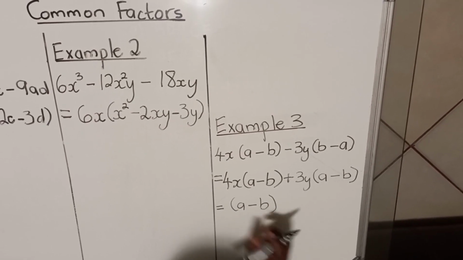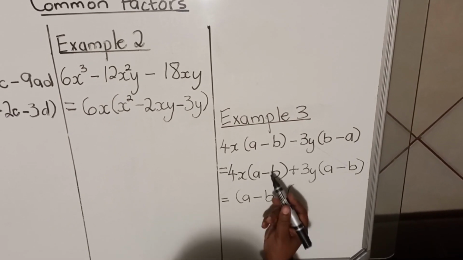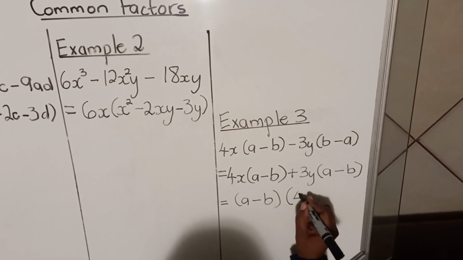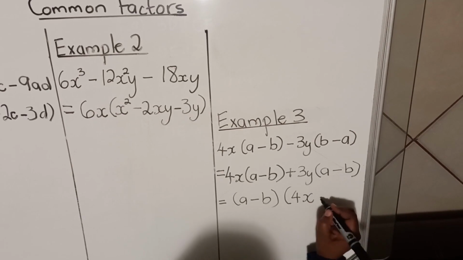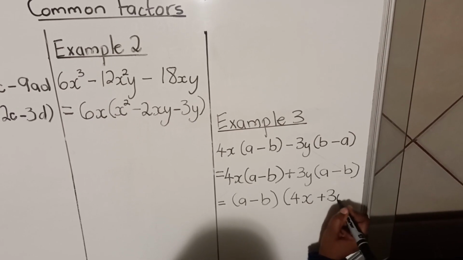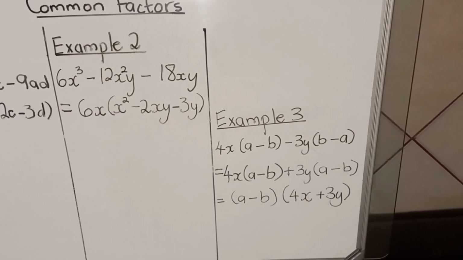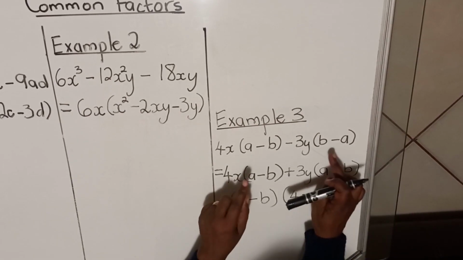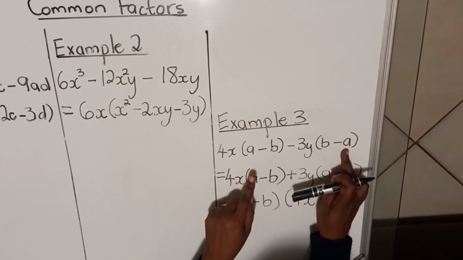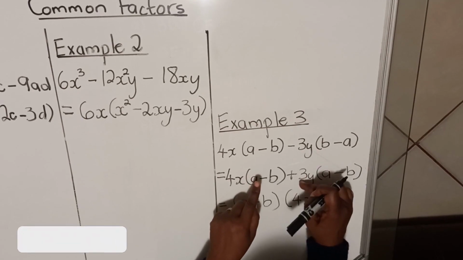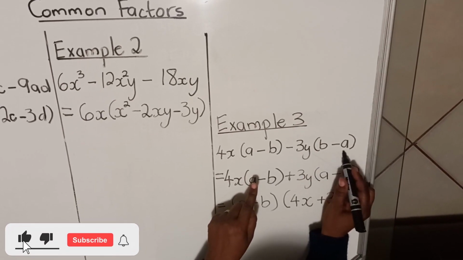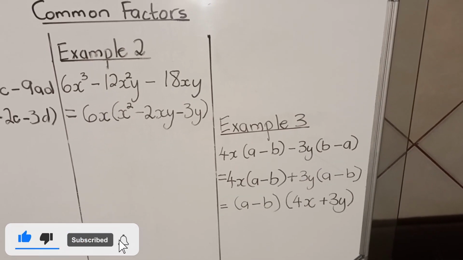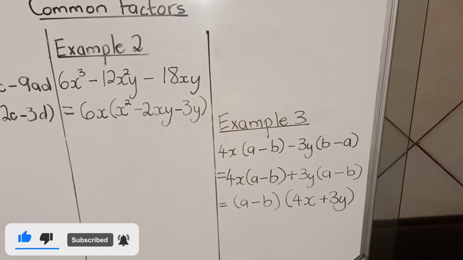This is my common factor. You remember, we take out a common factor and open a bracket. What is left in the first term is 4x. What is left in the second term is plus 3y. This is how you factorize this. If the brackets were exactly the same, a minus b, we did not have to take out the common factor. We took out the common factor here because the terms inside the bracket were swapped around.